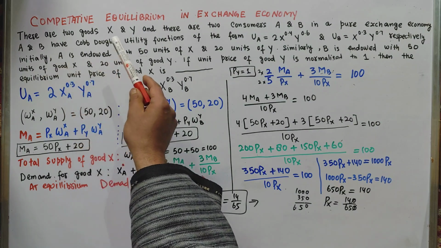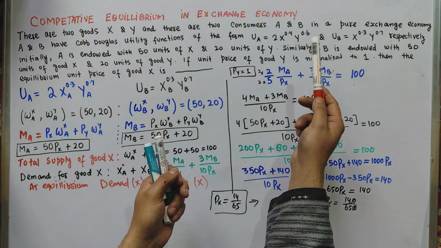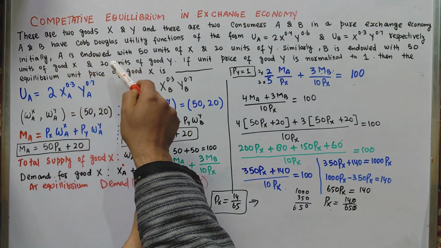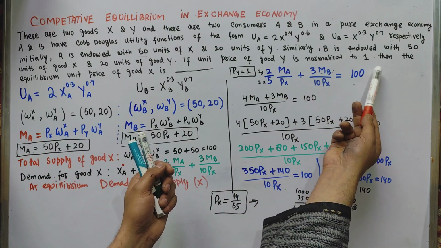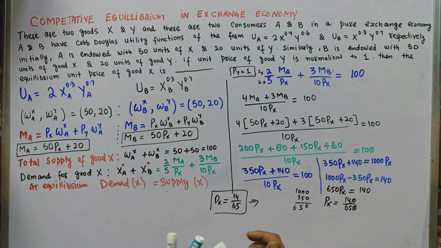Initially, consumer A is endowed with 50 units of good X and 20 units of good Y. Similarly, consumer B is endowed with 50 units of good X and 20 units of good Y. If unit price of good Y is normalized to 1, then the equilibrium unit price of good X we need to find out. Okay.